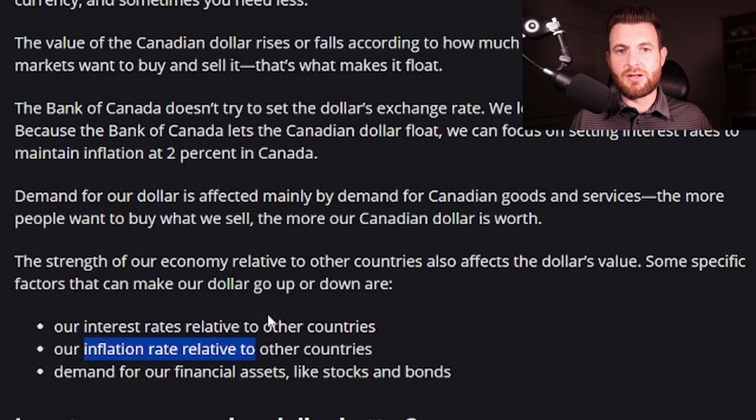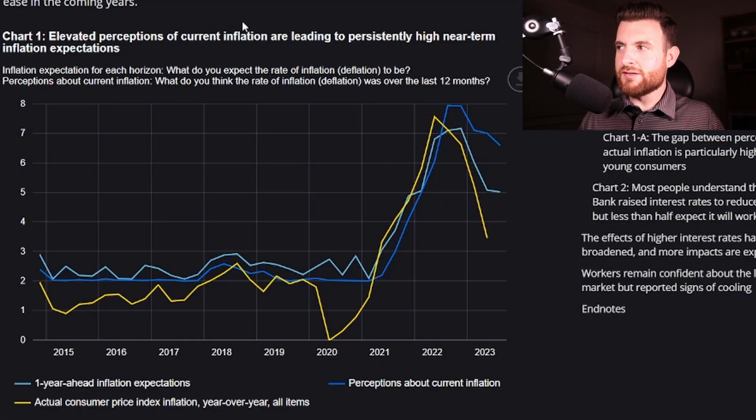The backstop really becomes how the economies are performing with that inflation, and we already touched on how the US is outperforming us. But what I really wanted to talk about is what consumers are expecting inflation to be. Now, the data that we're going to take a look at right now is a little bit outdated, but the overall perception is basically the point that I'm trying to get across. And if we take a look at this chart, it's elevated perceptions of current inflation are leading to persistently higher near-term inflation expectations. Now, what the heck does this mean?